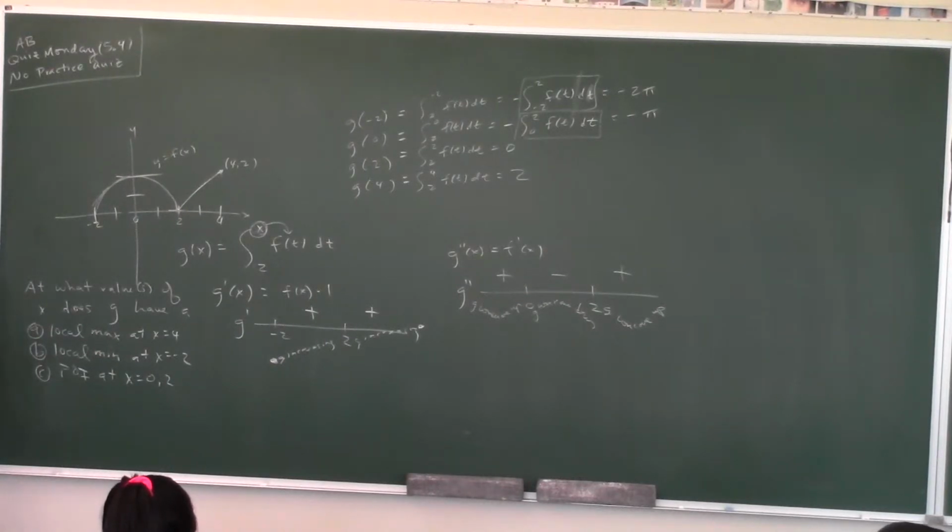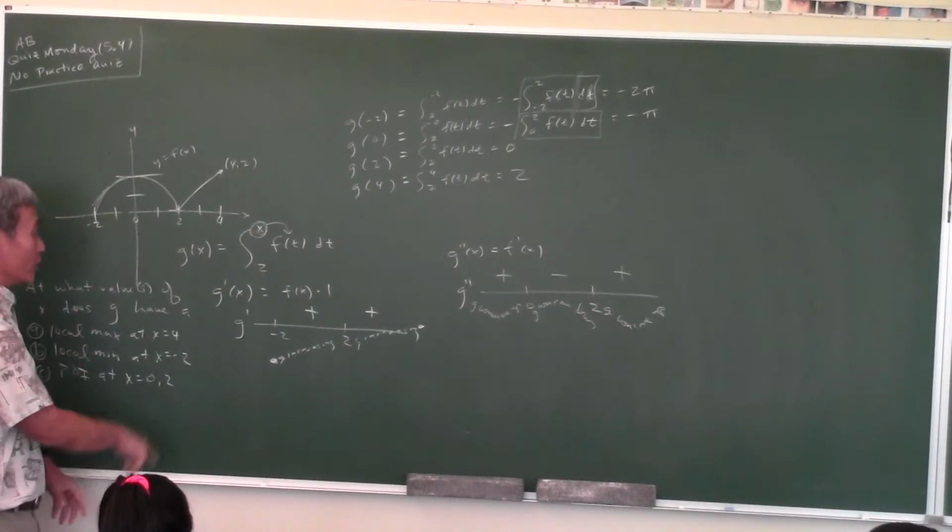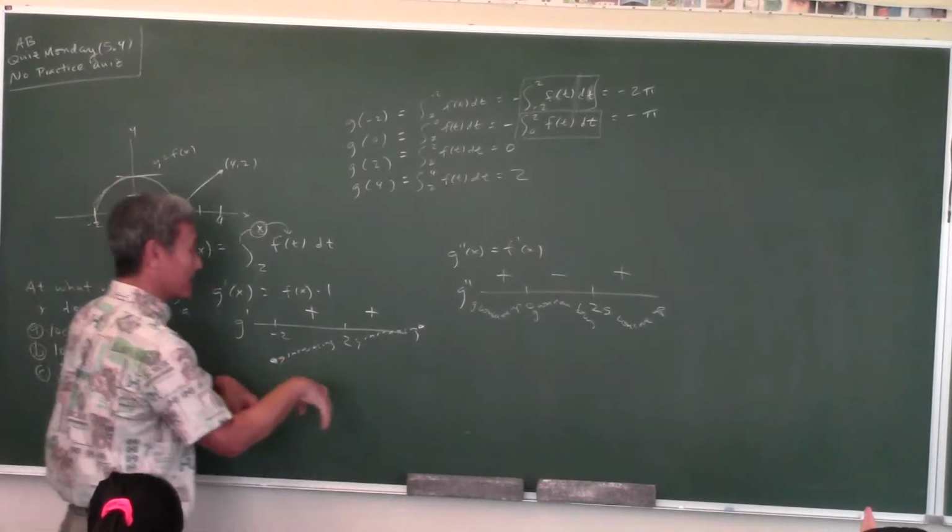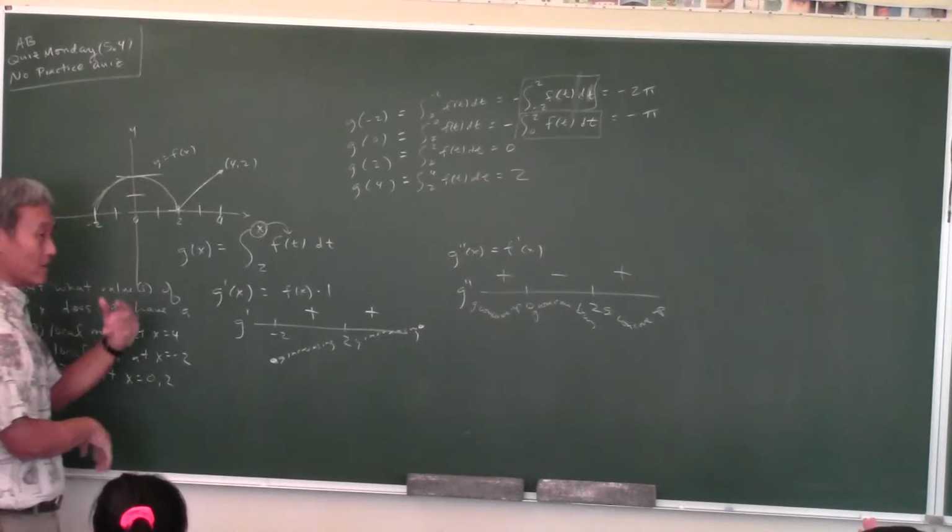But look, if you just go back to what you know, how to make number lines: take the derivative, make a number line. Take the second derivative, make a number line, and you can answer all the questions.